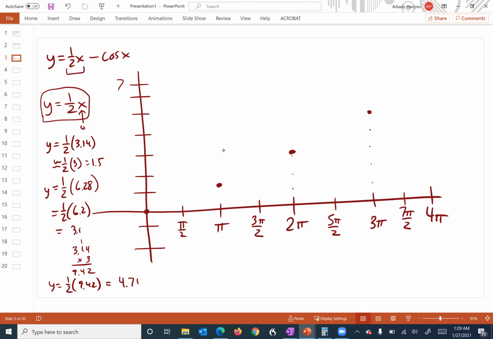So 4 pi, so 3.14 times 4. Oh, we already said it's 12.56. And we're going to have to take half of that. So I'm thinking, how about just close to 12.6? Let's take half of 12.6, which is 6.3. That's cool. Okay, so we got 1, 2, 3, 4, 5, 6, and about right there. Okay, I think I've got my scale.